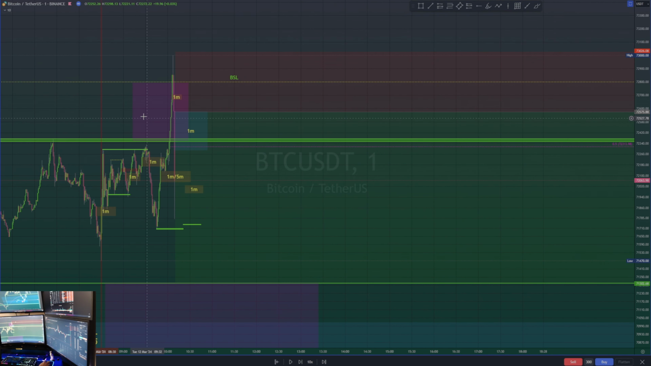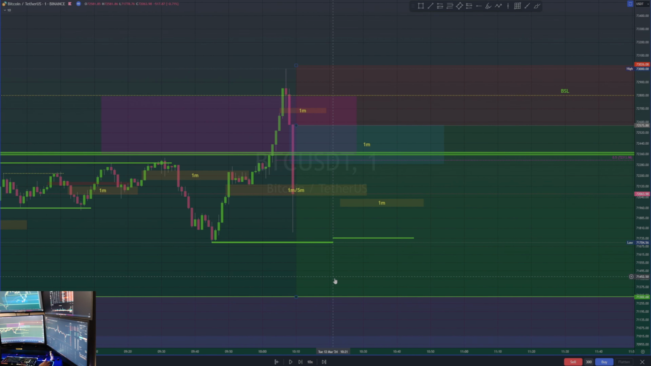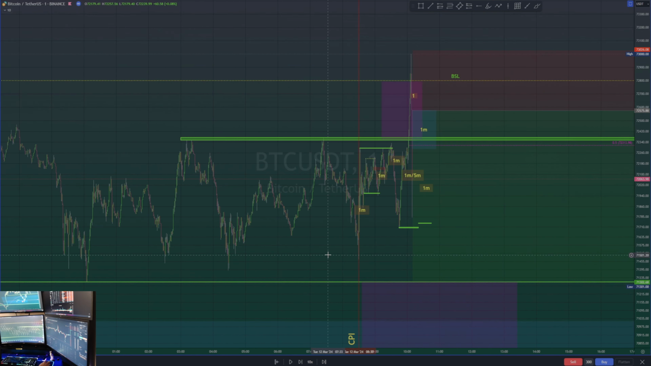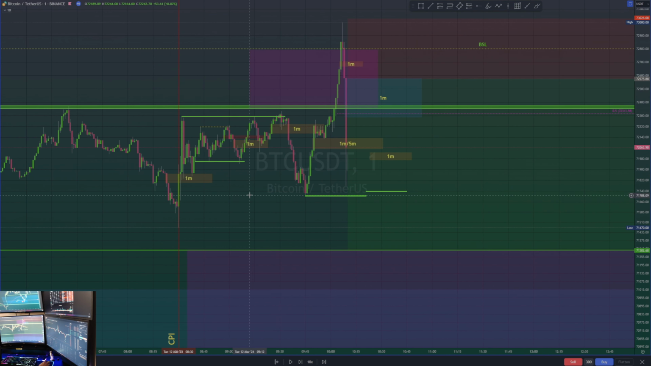So I decided to remain calm and wait for the next pushes to the downside, because I was pretty confident that we are going to see a push at least through these equal lows down here and eventually dipping into the 4-hour and 1-hour fair value gap.